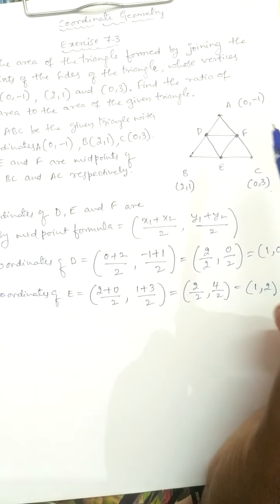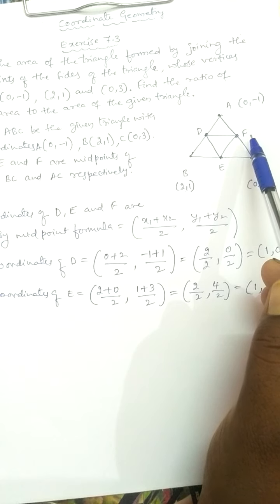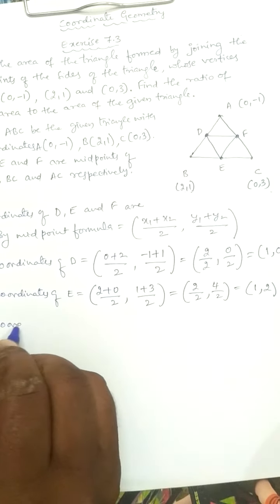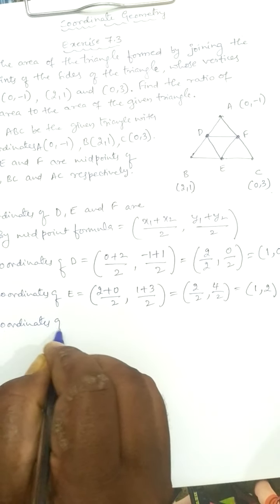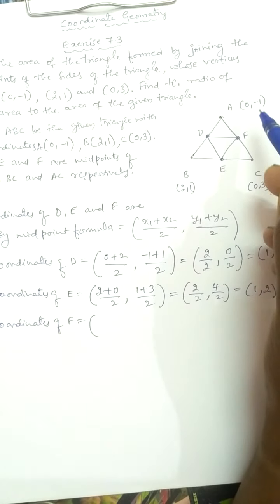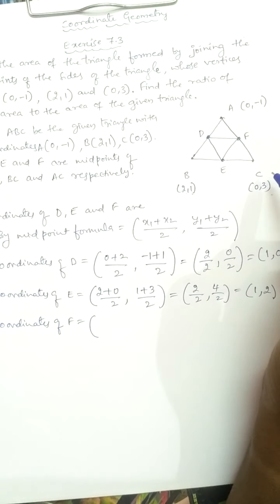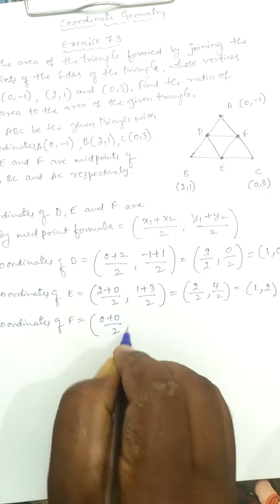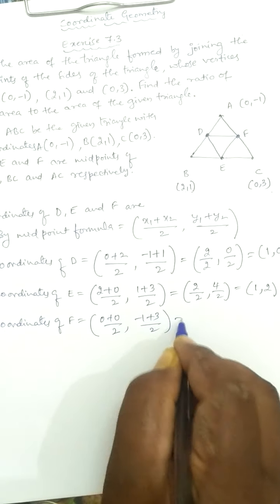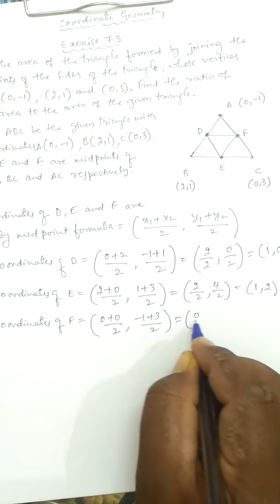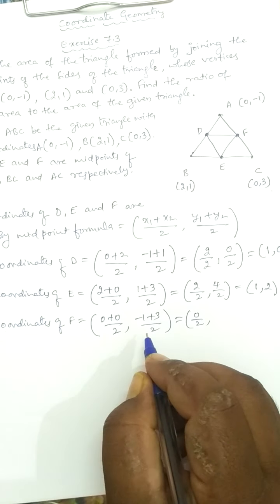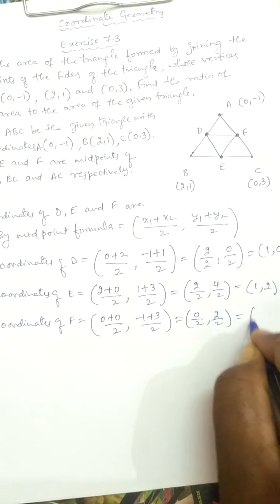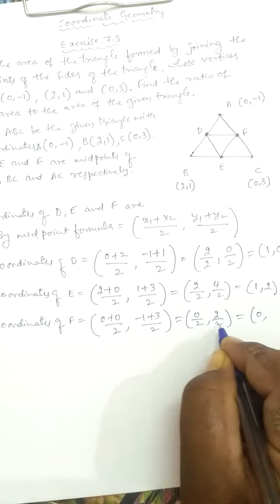Next we have to go for the coordinates of point F. How to find the coordinates of point F? F is the midpoint of AC. So the coordinates of F, with x1, y1, x2, y2, are (0 plus 0) divided by 2, (-1 plus 3) divided by 2. So 0 plus 0 is 0, by 2 is 0. And -1 plus 3 is 2 by 2. So 0 by 2 is 0, and 2 ones are 2, it becomes 1.